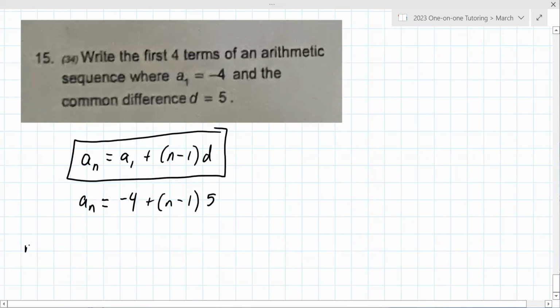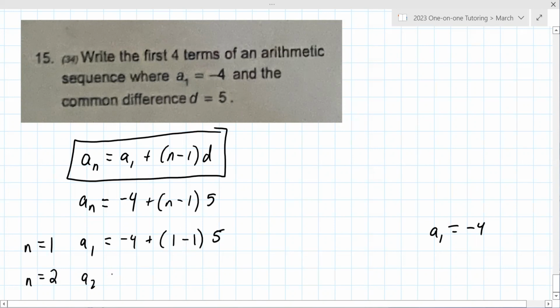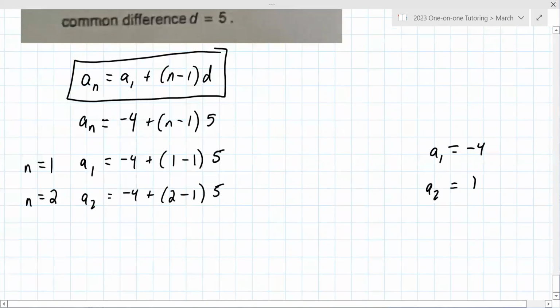So when N is 1, we're finding A sub 1. A sub 1 is -4 plus (1 minus 1) times 5. 1 minus 1 is 0, 0 times 5 is 0, so A1 is -4. You might be like, well, we already knew that. We're just verifying the equation works, making sure it actually worked. It did. N equals 2, A2 equals -4 plus (2 minus 1) times 5. So this is 1 times 5, -4 plus 5 is 1, so A2 is 1.